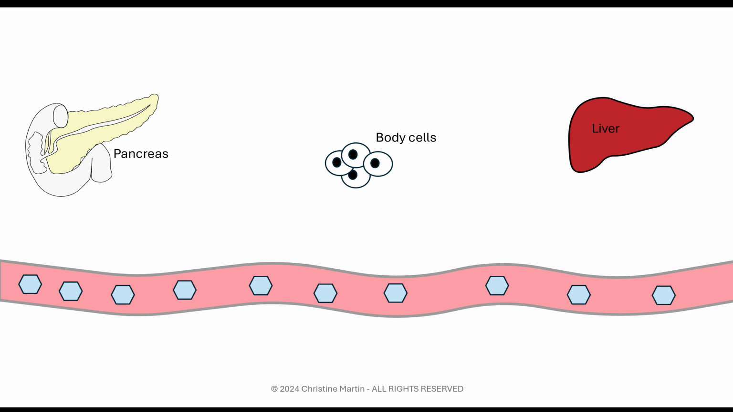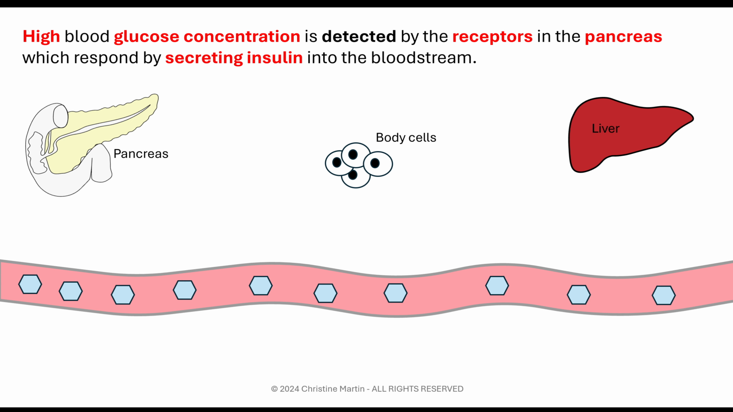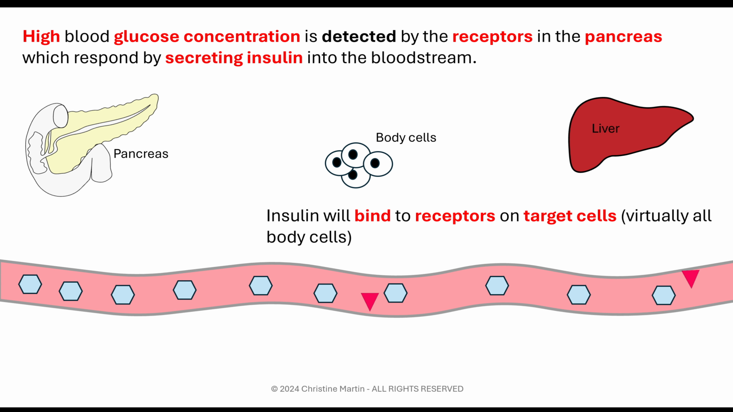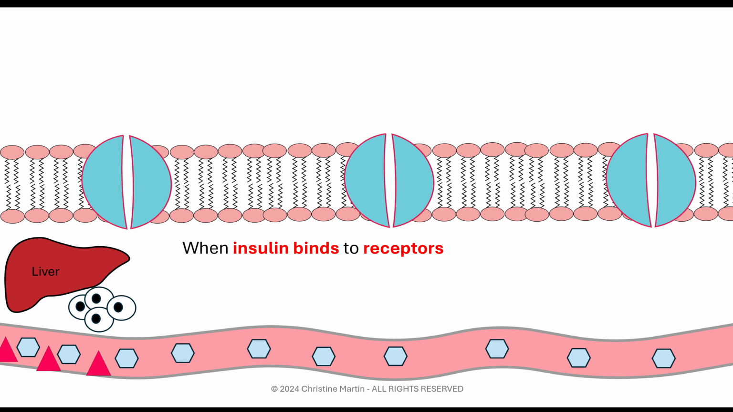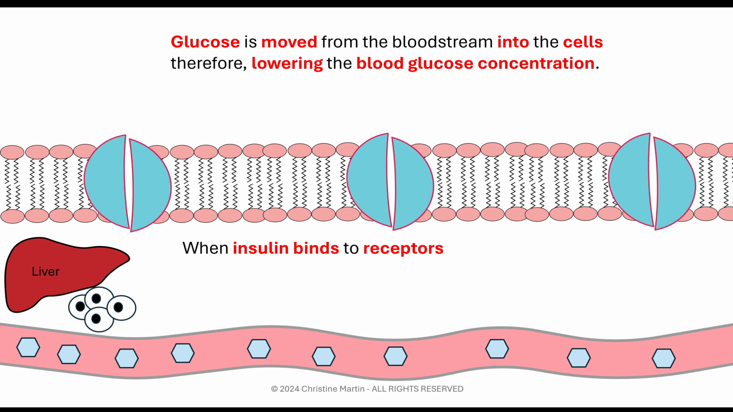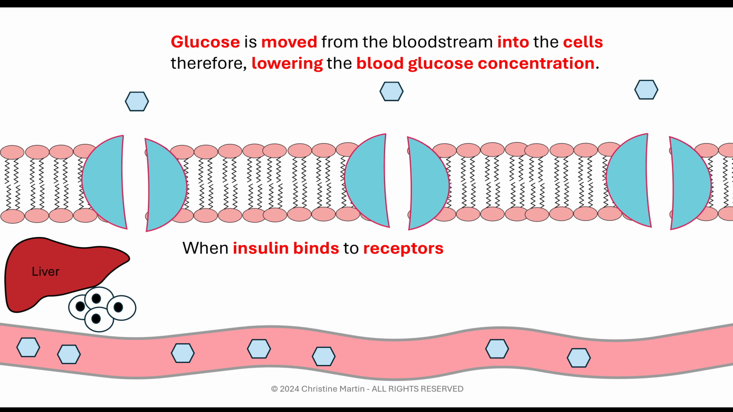So, we're going to start by looking at your blood glucose concentration. You should know that high blood glucose concentration is detected by receptors in the pancreas, and they respond by secreting insulin into the bloodstream. Once the insulin reaches the target cells, which is virtually all your body cells, it will bind to receptors. When the insulin binds, it will first cause the cells to move glucose from the bloodstream into the cells. This will therefore lower the blood glucose concentration.